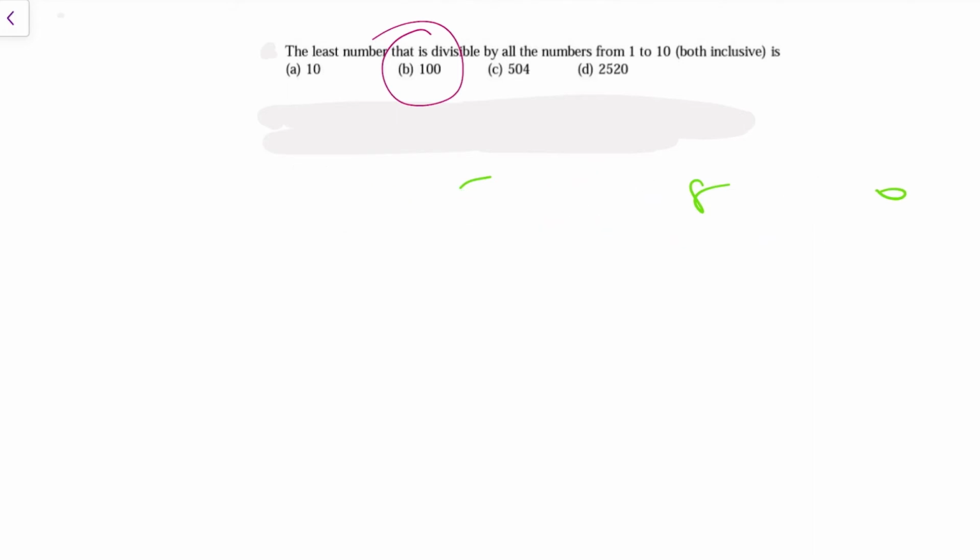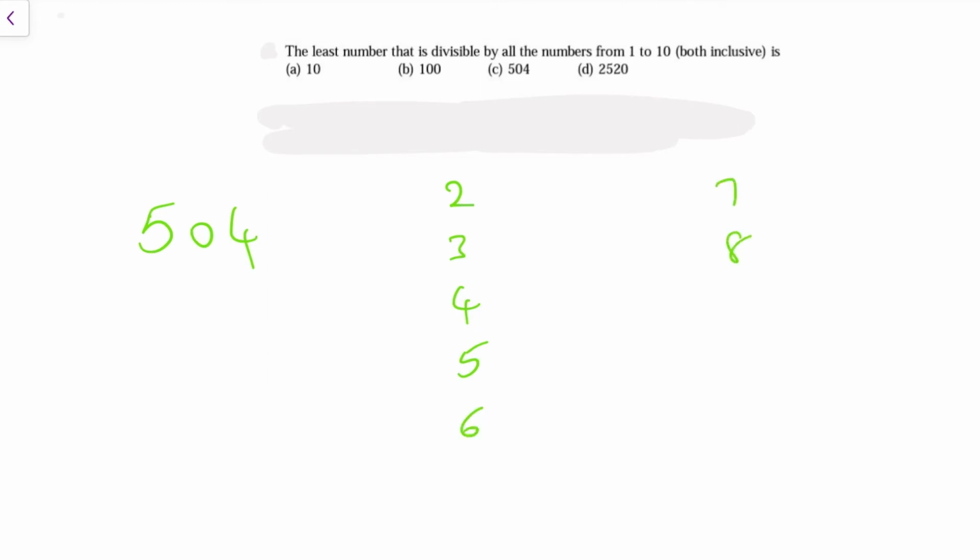Next, coming to the third option, that is 504. For option A and option B, both are small numbers, so directly we can say, whereas 504 is a little bigger number, and the last digit is also not 0. So definitely we need to do some process for this. What is that process? We need to check whether it is divisible by 2, 3, 4, 5, 6, 7, 8, 9, 10 or not. Last digit is 4, so it is divisible by 2.